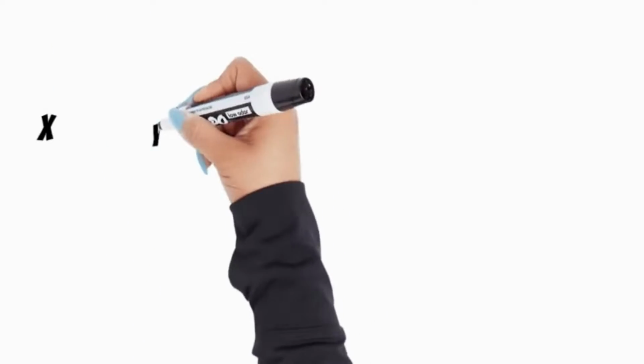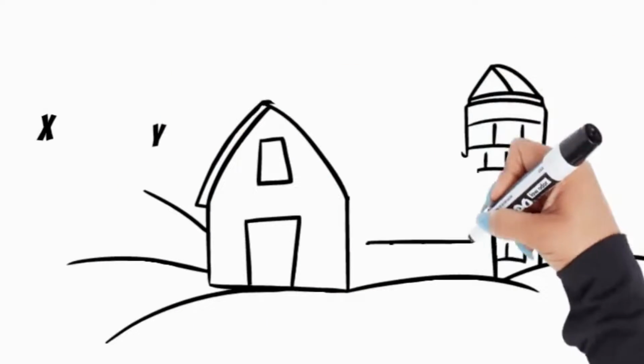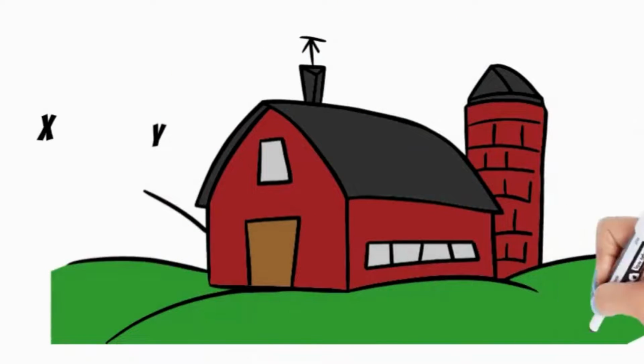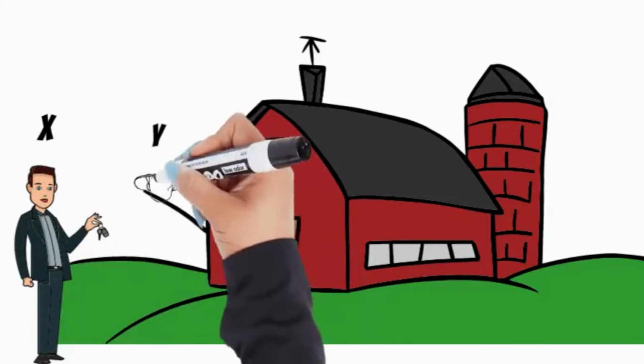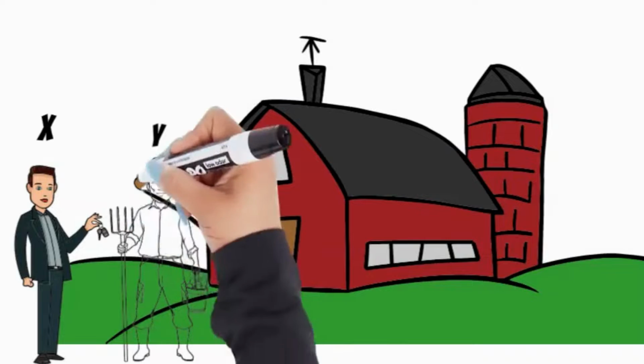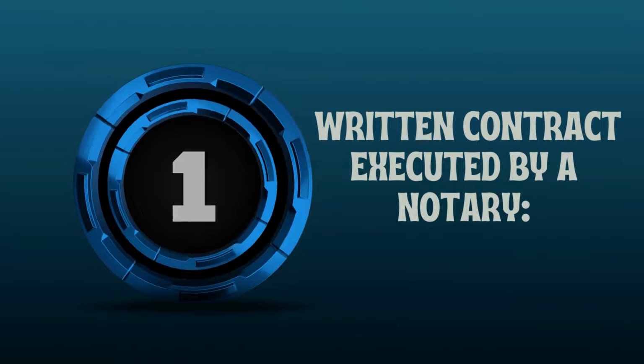In this scenario, where Y wants to lease a section of his farm to X on a long-term basis, there are essential requirements that must be met before the lease contract can be accepted for registration. Let's break down these requirements.